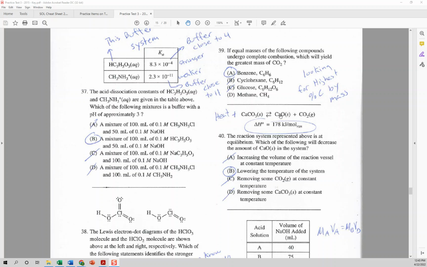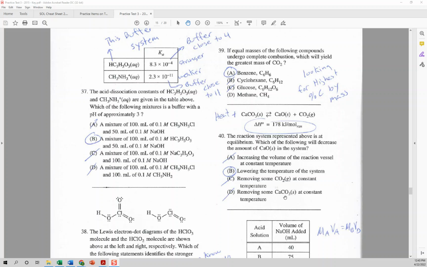So CO2 is a product, so we have to drive the reaction to the left. For an endothermic reaction, that would be lowering the temperature, so that's why it is B. Increasing the temperature would shift it that way, and I get more of that. Removing CO2 would cause it to shift that way to replace the CO2, and I'd end up with more of that.